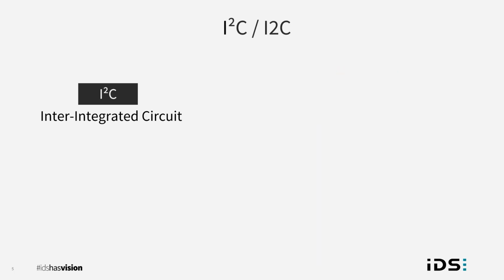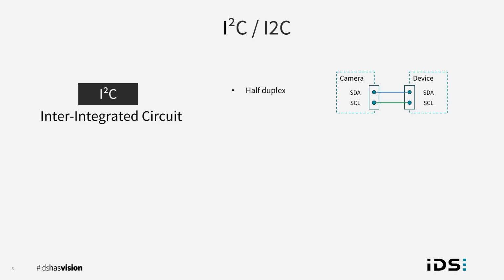I2C is also a two-wire bus, however it is half duplex only. Either the camera can transmit or the device can transmit. This is because the second wire used is a clock signal, used for timing. So we have a data line, SDA, and a clock line, SCL. I2C is designed for intra-board communication, so only supports short distances, typically less than 1 meter. But for most applications, this is normally sufficient.